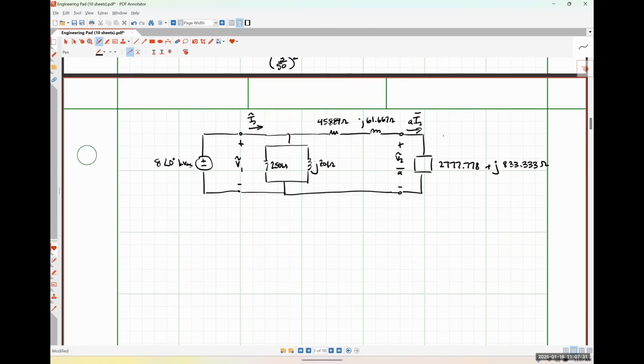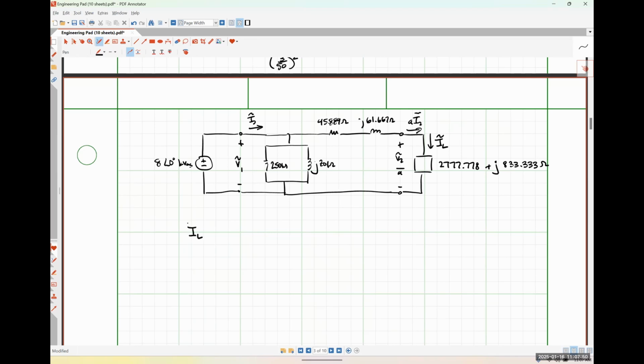So I'm just going to call this IL, for I load. I'm not going to worry about the fact that it's AI2 or anything like that, because I don't really care what my actual secondary current is, nor do I actually care what my secondary voltage is. I'm just interested in the power in this case, okay?